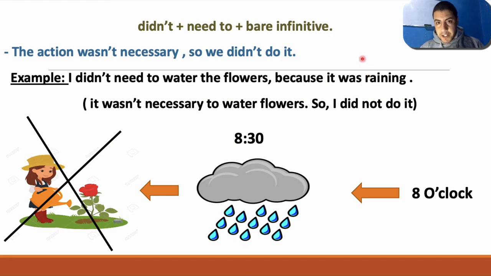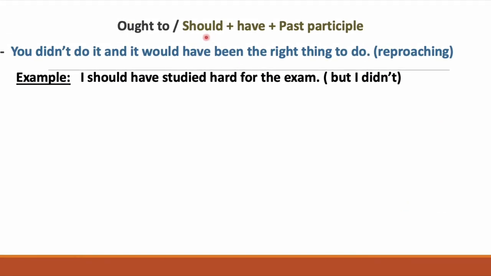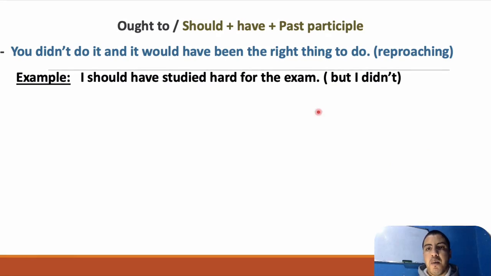Okay, guys, is it clear? Yes. Okay, now let's move to the next modal. Next modal perfect is should plus have plus past participle. Or ought to plus have plus past participle.